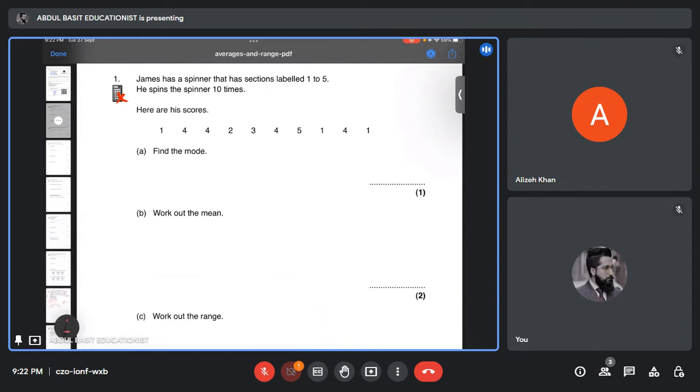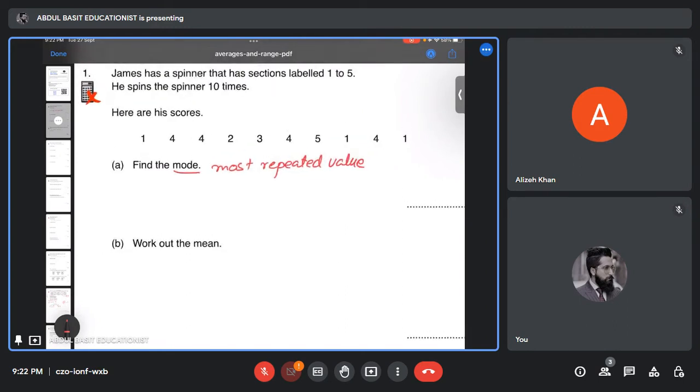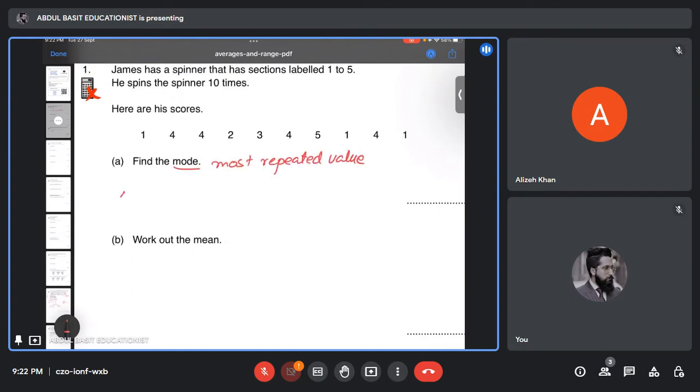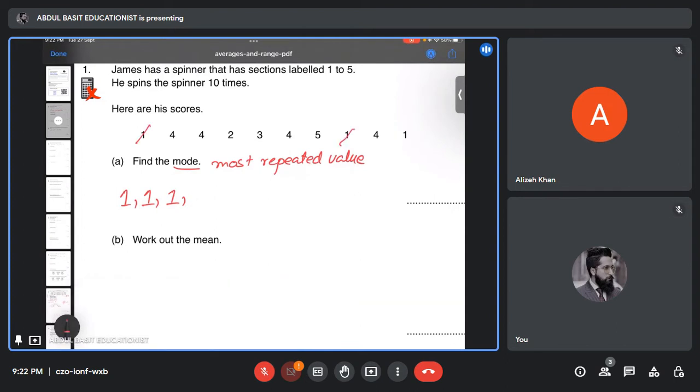Mode is the most repeated value. To see the numbers, as there are only 10 numbers, let me write them in ascending order: 1, 1, 1, 1. Let's see how many ones we have. 1, 2, 3. Okay, we have 3 ones, not 4. So we have counted the ones, so let me cross them out like that.